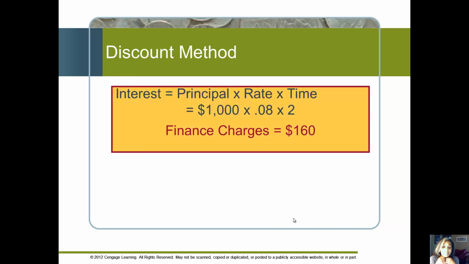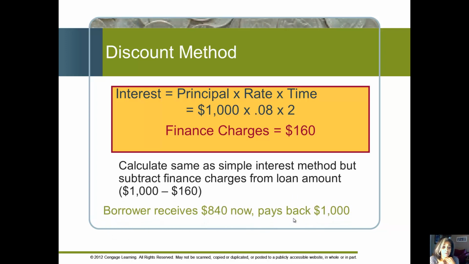So now if we use the discount method, here we have those exact same numbers. And so we calculate using the discount method the same as for the simple interest method, but we're subtracting the finance charges from the loan amount. So now what this means is that instead of you borrowing or getting the full $1,000 when you borrow that principal, they're just going to go ahead and take that interest out and only give you $840. So it's a $1,000 loan, but you're only getting $840 as opposed to a $1,000 loan where you get $1,000 and you pay $160 on top of it.